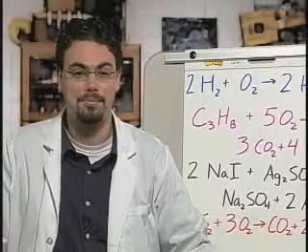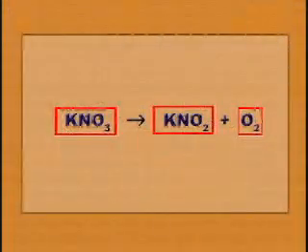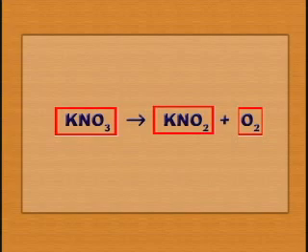Here's an example. Potassium nitrate decomposes into potassium nitrite and oxygen. Notice that the polyatomic ions on either side of the equation aren't the same. The nitrate ion, NO3, is on the reactant side of the equation, but the polyatomic nitrite ion, NO2, is on the product side of the equation. Because of this, the polyatomic ions can't be balanced as a single unit.